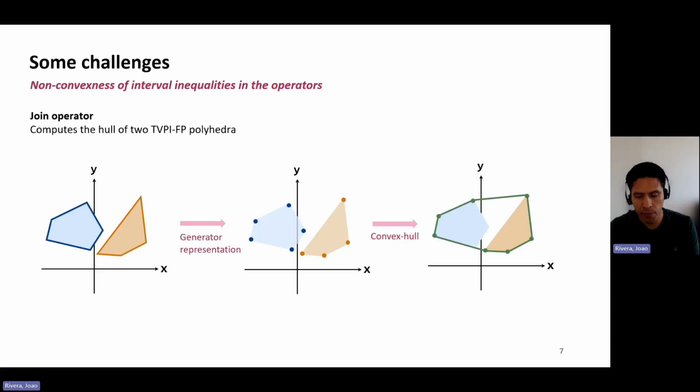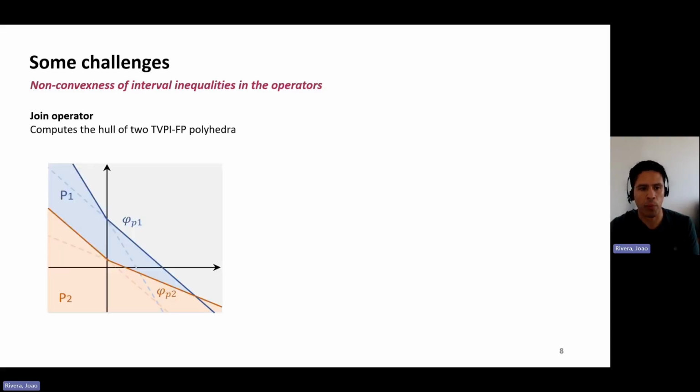This works properly for the integer TVPI. However, for TVPI-FP, the one that we propose, there are cases where the convex hull would not yield any constraint, because the shape of the join is non-convex. For instance, if you have these two polyhedra, you can see that there is no inequality with a scalar coefficient that could include both of them.